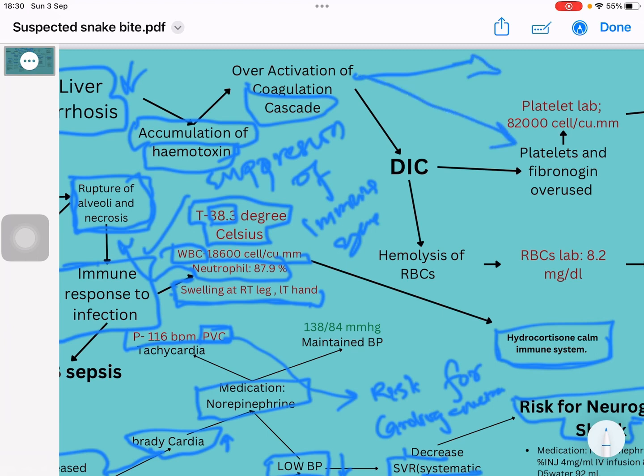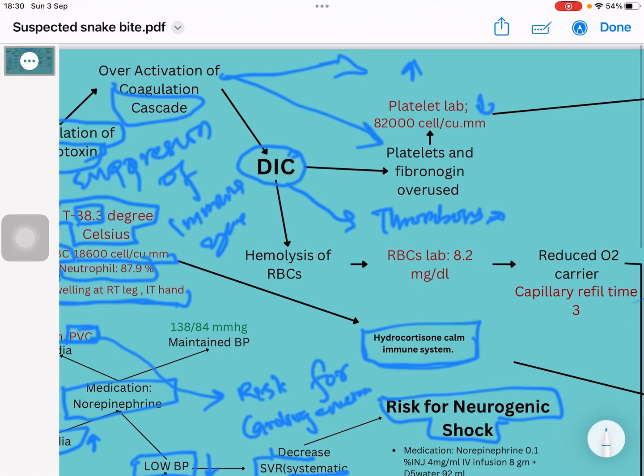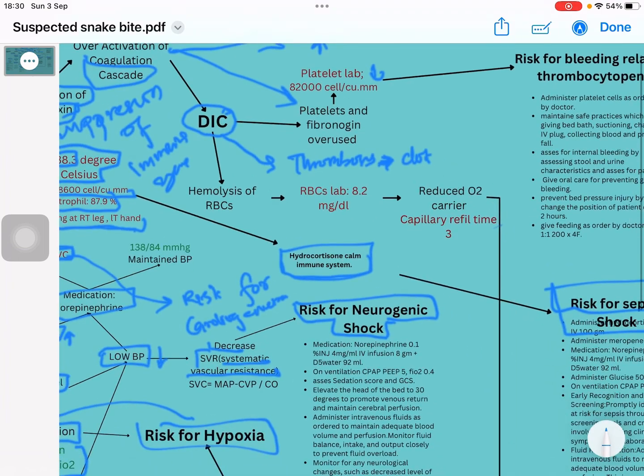So due to which the platelet and coagulation factors are overused, and it causes the decreased platelet, which is 82,000 in the patient, and due to overactivation of the coagulation cascade, it can lead to disseminated intravascular coagulation, which can also lead to thrombosis and formation of clot in our bloodstream, and it can also lead to cardiogenic shock.